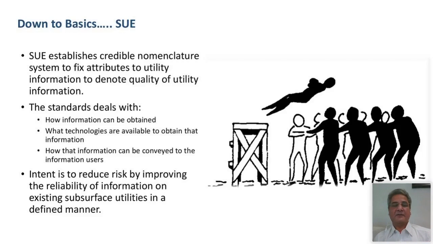Now the standards are there, of course, for this, which deal with how the information can be obtained, what technologies are available to obtain the information, how that information can be conveyed to the information users. Intent is to reduce risk by improving the reliability of information on existing subsurface utilities in a defined manner. So as I said, it's a process.